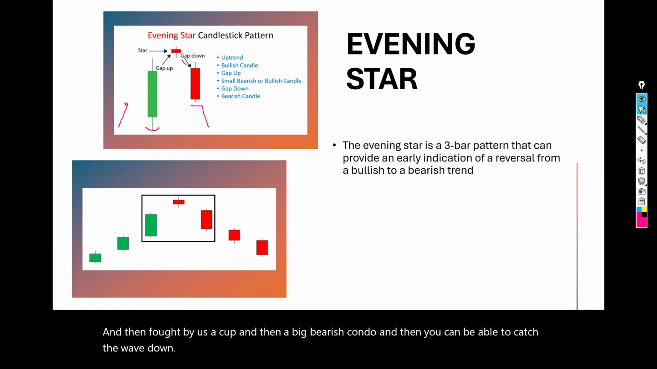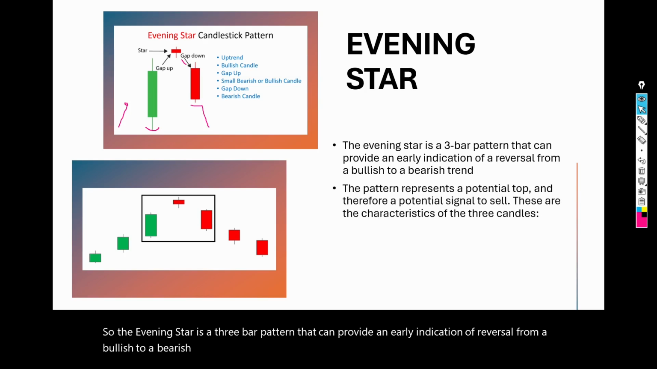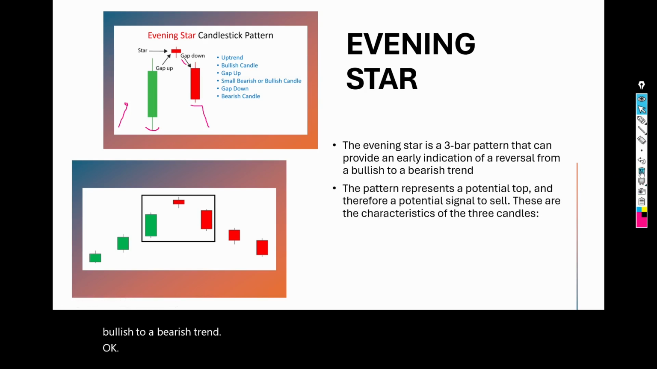So the evening star is a three-bar pattern that can provide an early indication of a reversal from a bullish to a bearish trend. So this pattern represents a potential top, and therefore a potential signal to sell, and it has the following characteristics.